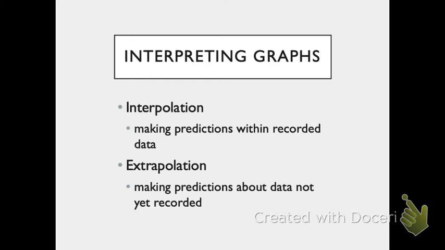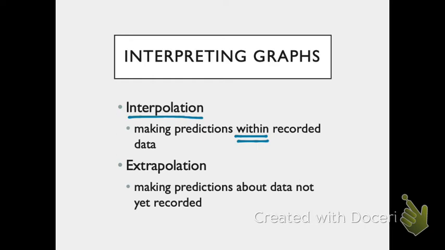A couple other things in how we interpret graphs. The first vocabulary terms, I don't know if you've heard these before, are interpolate and extrapolate. Have you heard those verbs before? No. Interpolate and extrapolate. These might be new words for us. So, interpolation. We are going to interpolate a graph. Interpolation means we make predictions within recorded data. Within our recorded data.